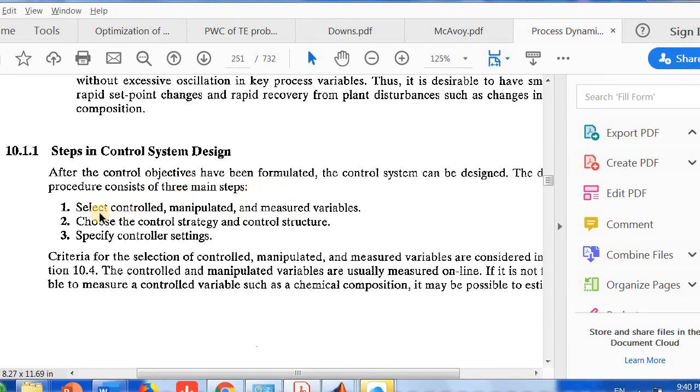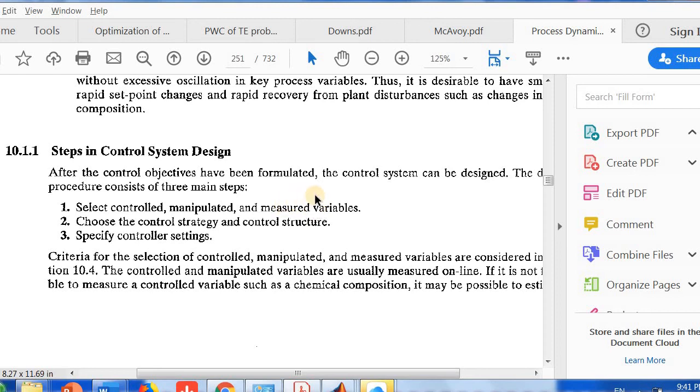Remember the steps: you choose the controlled, manipulated, and measured variables. You choose the control strategy and control structure. You specify the controller settings. So you're going to go through all this. What are the process variables that I want to control? What are the manipulated variables? I'm trying to map each manipulated variable to a control variable, so you select or link which manipulated variable is going to be used for that measured or controlled variable.